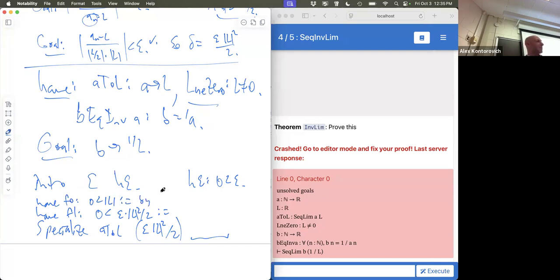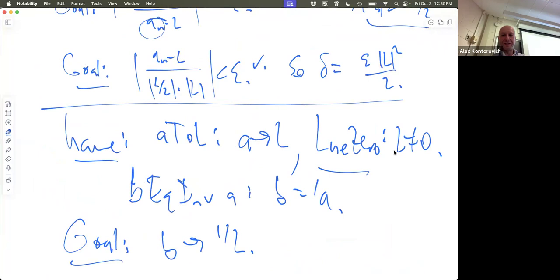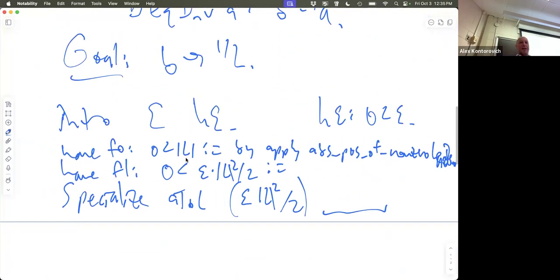And this will be by apply abs pos of non-zero, which needs the fact that it's non-zero, which is L any 0. Okay, let me slide this over so I'm not so scrunched. All right, and then it knows the positivity of epsilon, knows the positivity of L, so it knows the positivity of L squared. This should just be by bound. And then I should be able to just call F1.